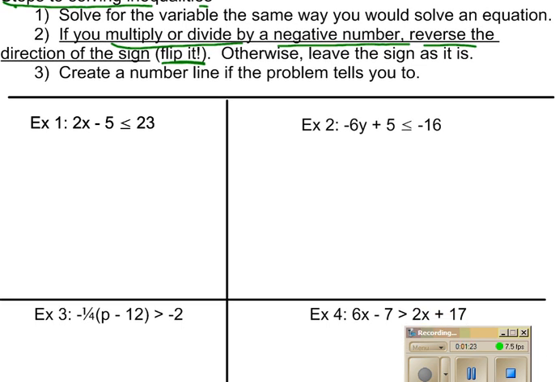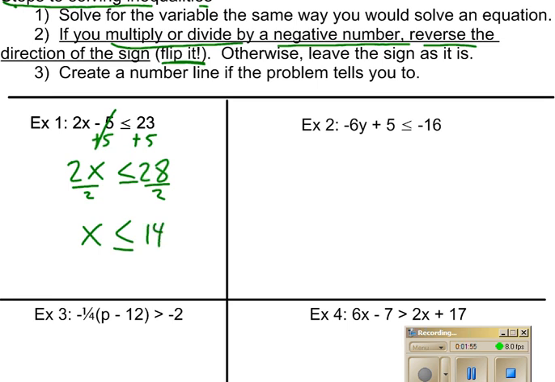So here's example 1. 2x minus 5 is less than or equal to 23. If this was a regular equation, the first step I would do would be to undo minus 5. I do that by adding 5. So that cancels, and you're left with 2x. Because I added, I'm going to keep the sign the same, so 2x is less than or equal to 28. Divide both sides by 2, and x is less than or equal to 14.